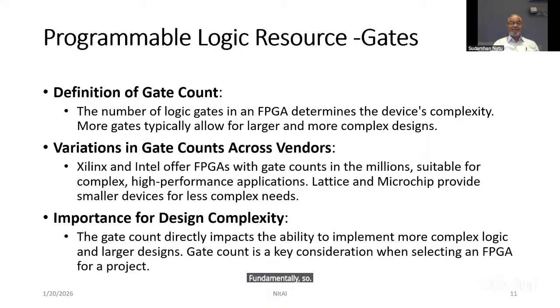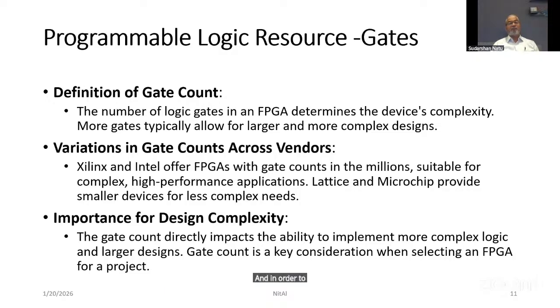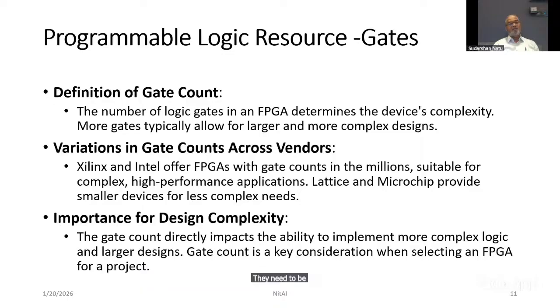So the transistor and its technology remains at the core. The rest of the logic, which has been built over a period of time, gets transitioned. So it's an integral block that gets into the gates as the resources. And in order to create a programmable, custom design, what you need is programmable resources. Meaning the functionality of AND gate, NAND gate, NOR gate, everything, needs to be built inside your field programmable gate arrays. So how is it done?